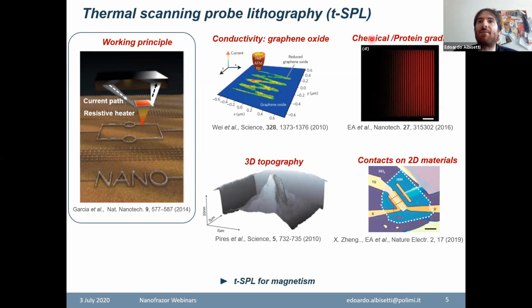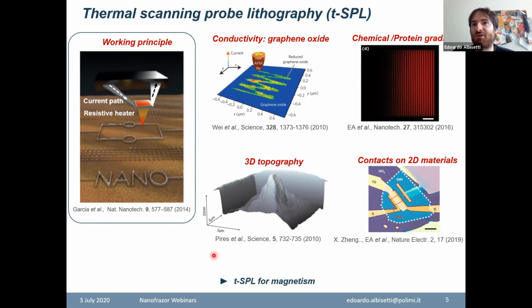These are a few examples from past experiments. One of the first ones, I guess. This was in Elisa Riedo's lab, where they changed the conductivity of graphene oxide by heating locally with the tip.